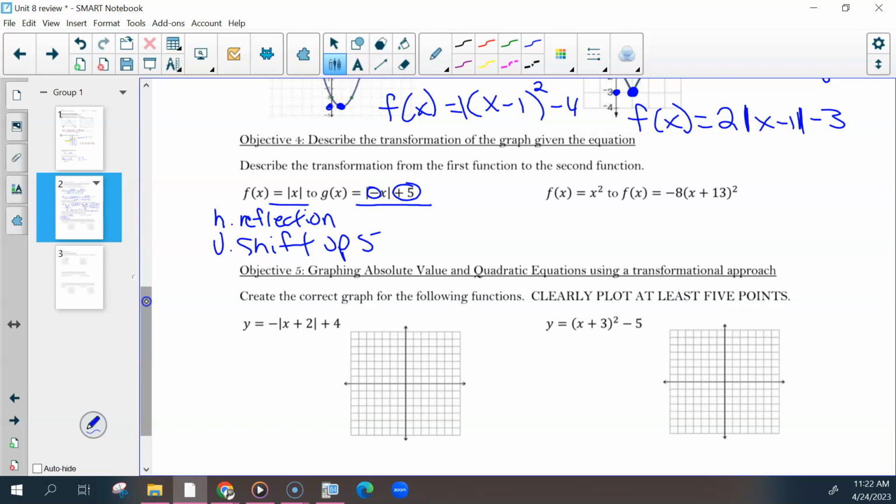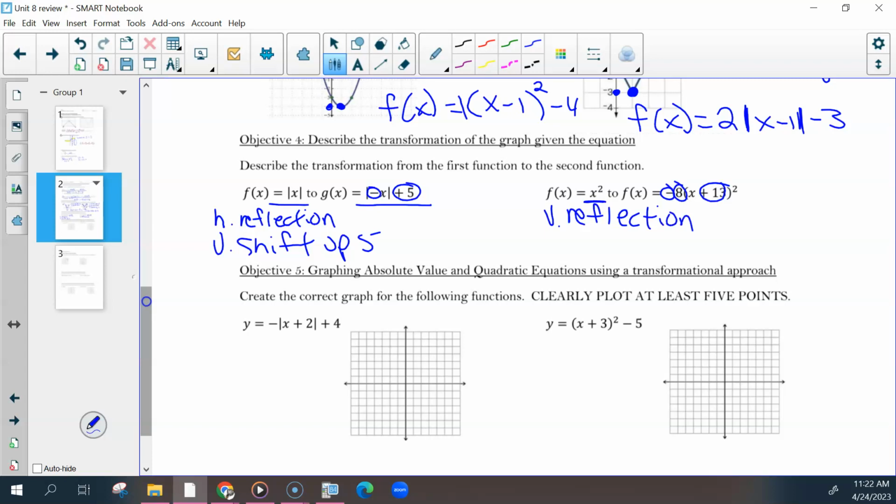On this next one, we see it was just x squared. Now we have a negative and the 8 and the +13. Always make the negative and whatever number is next to it 2 separate things, because those are 2 different transformations. What would this negative on the outside do? And it's on the outside, so it would now be a vertical reflection. Just vertical reflection. The 8 is something else.